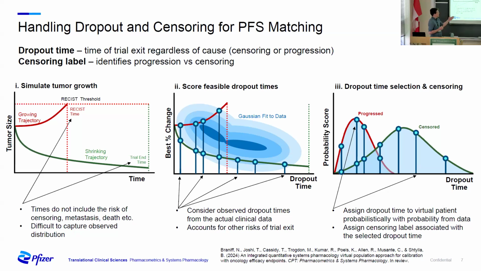And so in this way, as we probabilistically assign times to these tumor trajectories, this is going to account for that uncertainty. And then when we match on the distribution of best percentage change, which depends on the dropout time, and the actual dropout time, we're going to be accounting for these other forms of risk and get a less biased estimate for the underlying mechanistic parameters that we're exploring as causes of this variability.